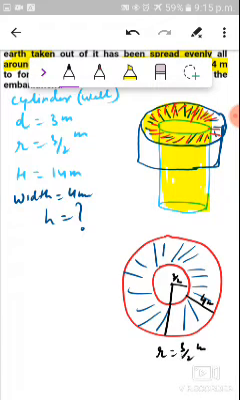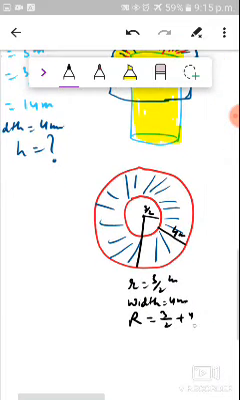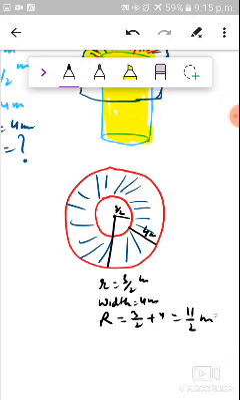So the inner, small radius is 3 by 2 meter, and the width is given as 4 meter. So we can find the outer radius, from this point to this point. The inner one is 3 by 2 and the outer radius is 3 by 2 plus 4, that is 11 by 2 meters. So we can say that the radius of the embankment is 11 by 2 meters.